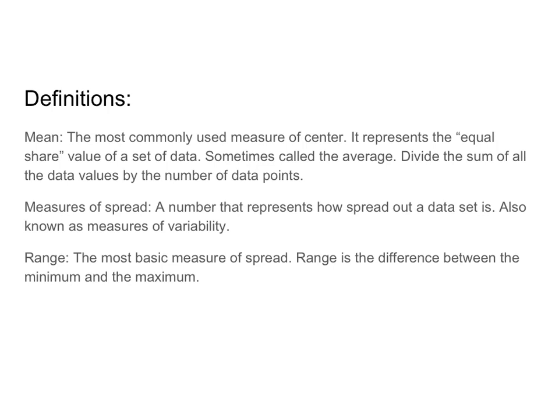Then measures of spread. So a measure of spread is a number that represents how spread out a data set is. Can also be known as a measure of variability. So range is the most basic measure of spread. We're going to learn some more complicated ones in this unit. The range is the difference between the minimum and the maximum. Make sure you have all those definitions down before you move on.